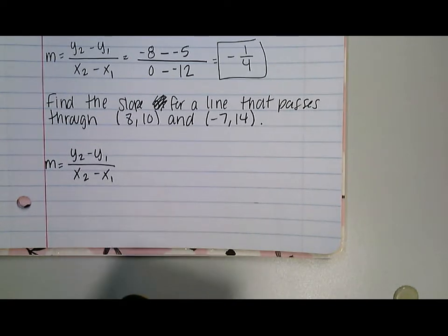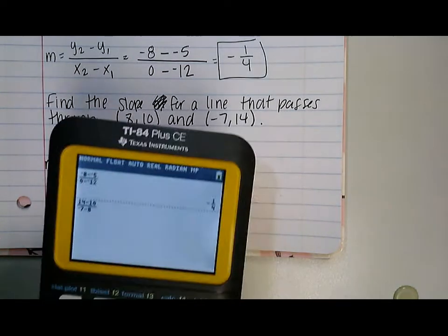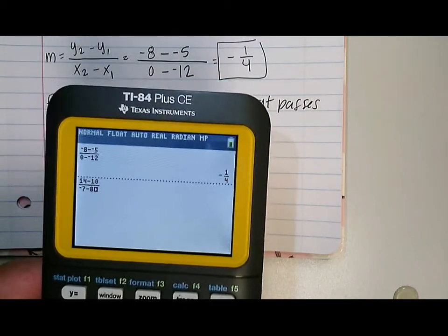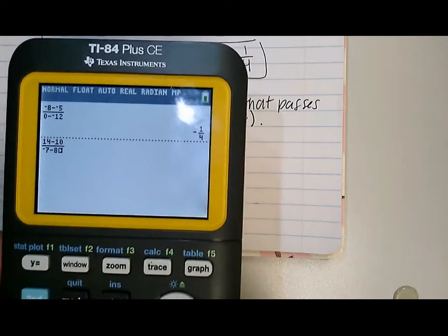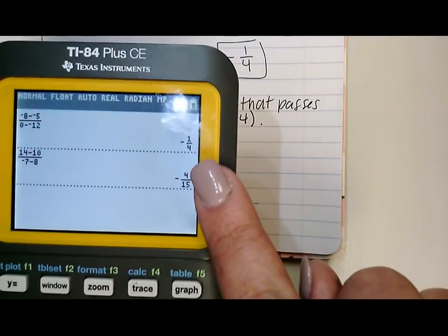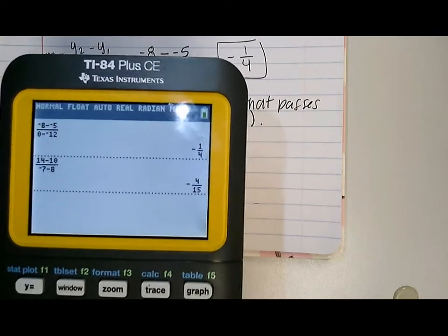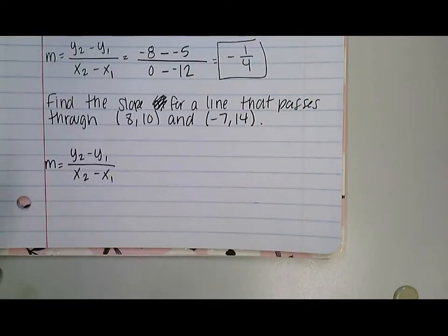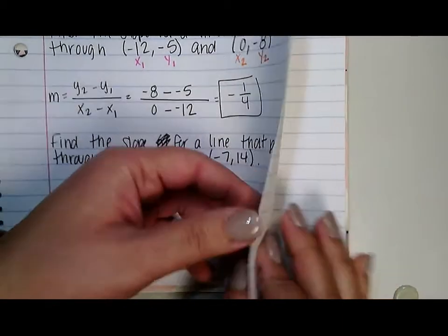Okay, you should have gotten negative 4 over 15. You would type that in the calculator: 14 minus 10 over negative 7 minus 8. Negative 4 over 15. All right, any questions?